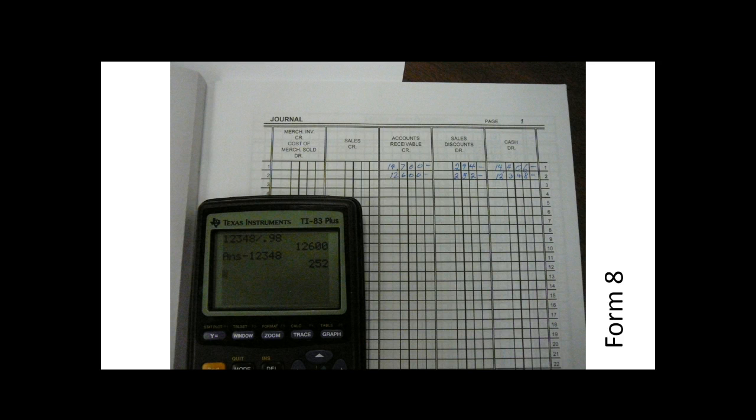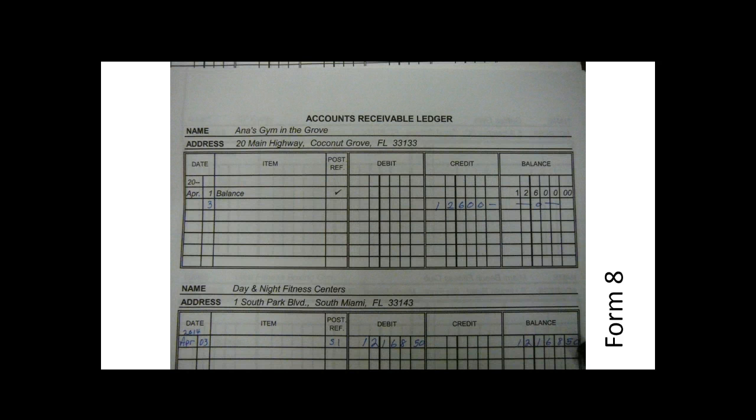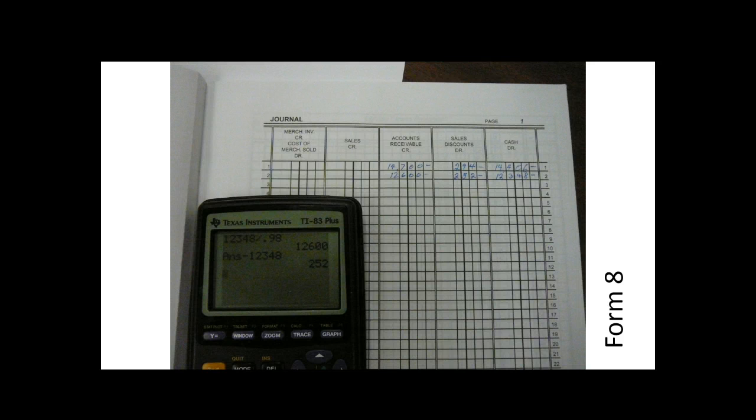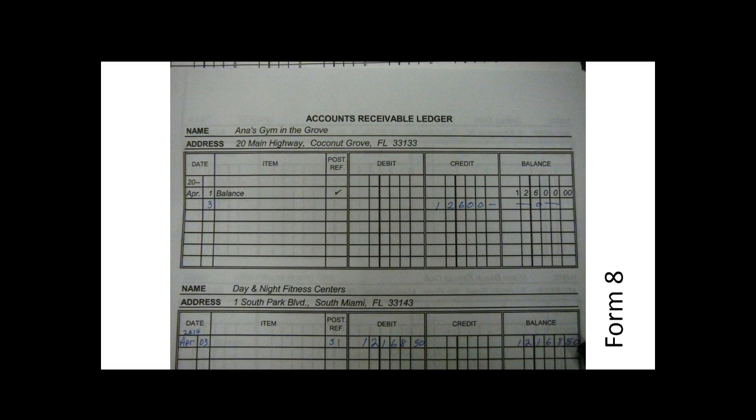$12,600 is the amount we're going to credit the accounts receivable. Debit cash for $12,348, the amount of the check, and we're going to debit the sales discount for the difference, $252. We're going to record this as a credit back to the journal. You can see that it's a credit to accounts receivable, so we're going to credit accounts receivable for the $12,600. Their new balance is zero.